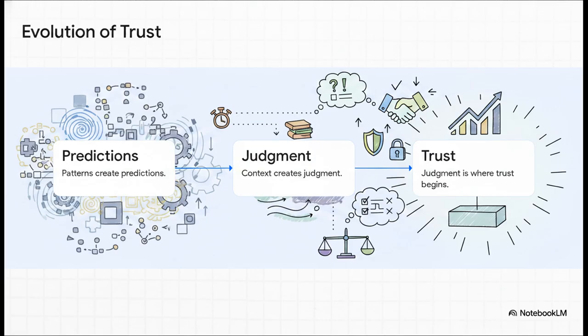The whole evolution really boils down to these three crucial steps. Step 1, patterns create predictions. That's the traditional machine. It sees a correlation, it guesses what comes next. Cool, but we need to go further. Step 2, context creates judgment. When you add the history and the source into the mix, the system isn't just predicting anymore. It's actively judging the weight and validity of the information, just like we do. And finally, step 3, judgment is where trust begins. Think about it. We can't trust a system that only makes blind predictions based on raw storage. We can only begin to trust a system when it proves it can judge information based on real context.